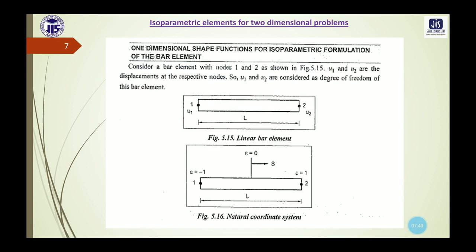Now let us consider a bar element with nodes 1 and 2, which we can see in diagram 5.15. Here corresponding to node 1 and node 2, u1 and u2 are the displacements which are considered. So u1 and u2 are considered as the degrees of freedom of this bar element.